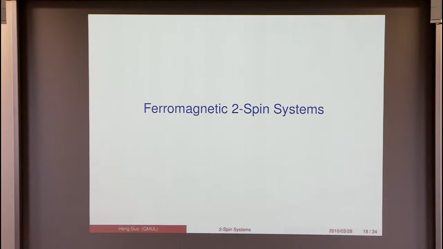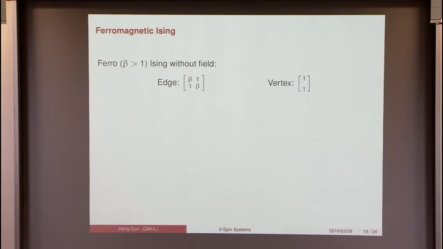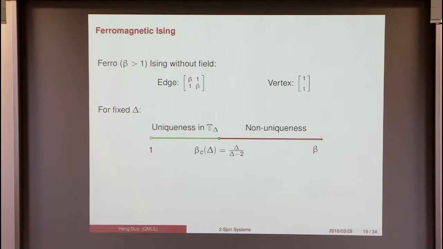Now the question is, can we generalize that to ferromagnetic spin systems? And unfortunately, it doesn't seem to be the case. One typical example is the ferromagnetic Ising model. Again, it is Ising, so we have beta larger than 1. We have this beta, 1, 1, beta interaction, and we have no field, let's say. This is very well studied.